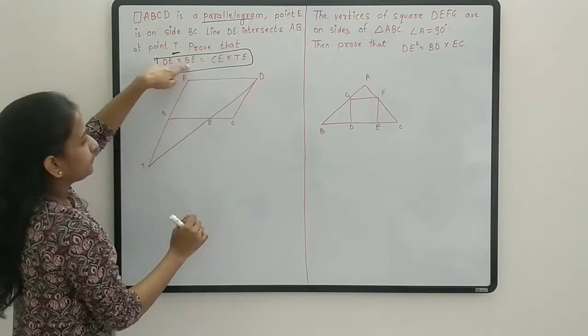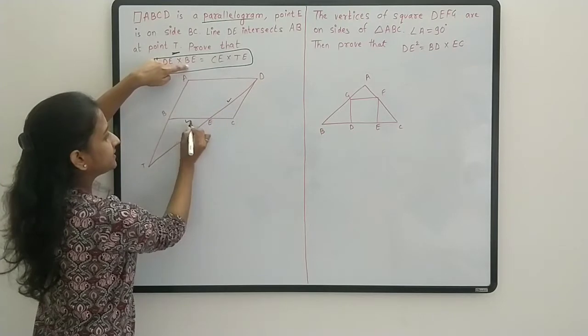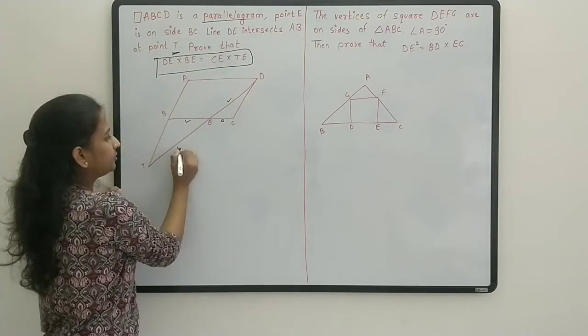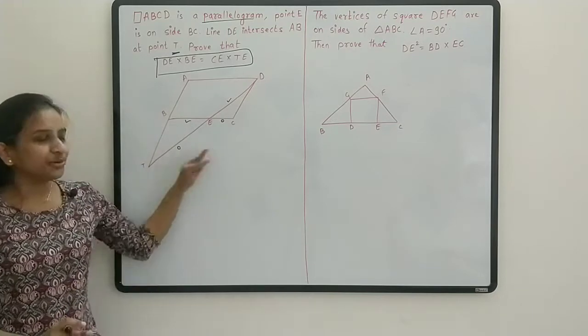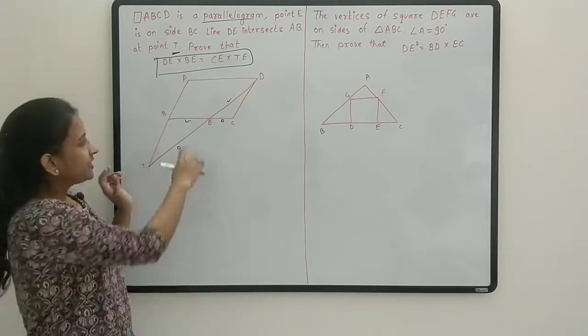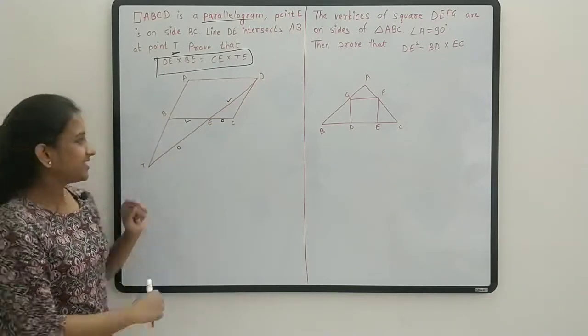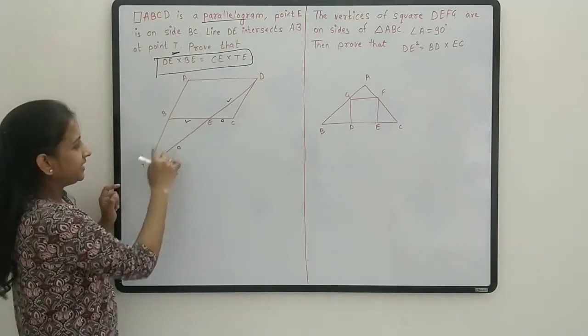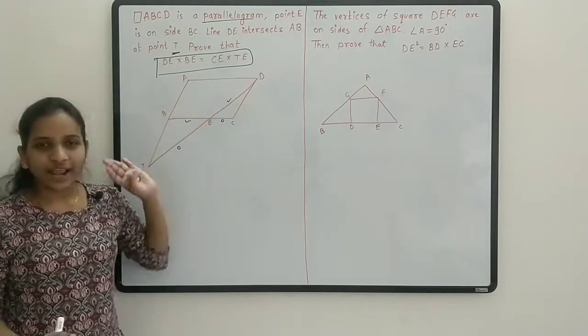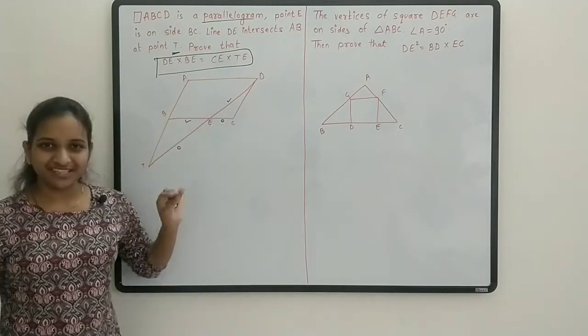DE into BE, this side into this side is equal to CE into TE. This into this. How to prove this? Now, can you imagine triangles with these sides? See, consider this triangle BET and this triangle DEC. If we prove that these two triangles are similar, our job is done.